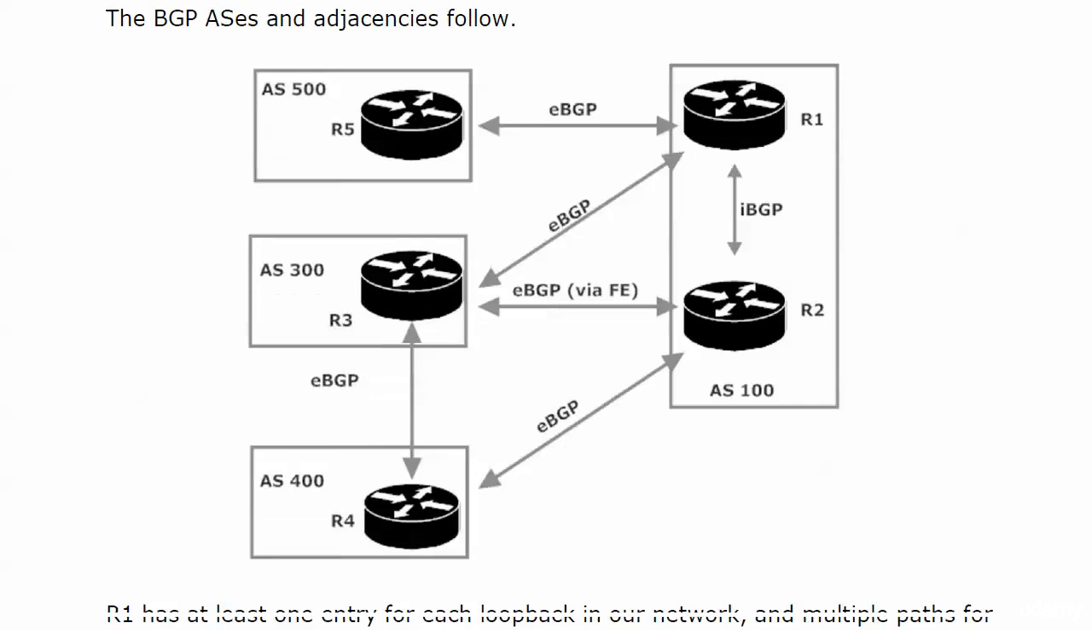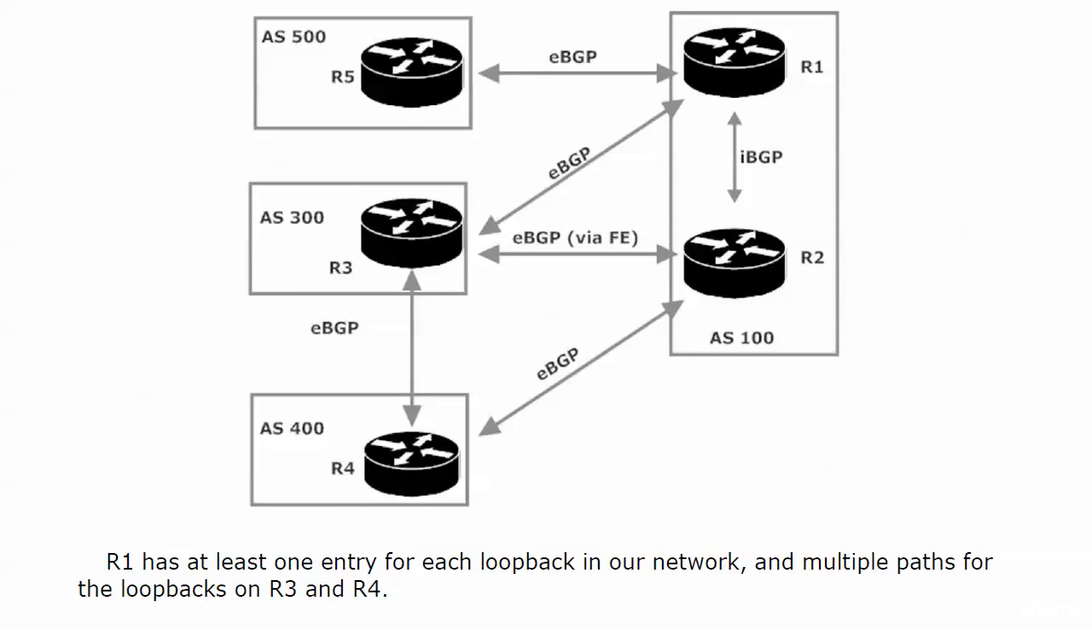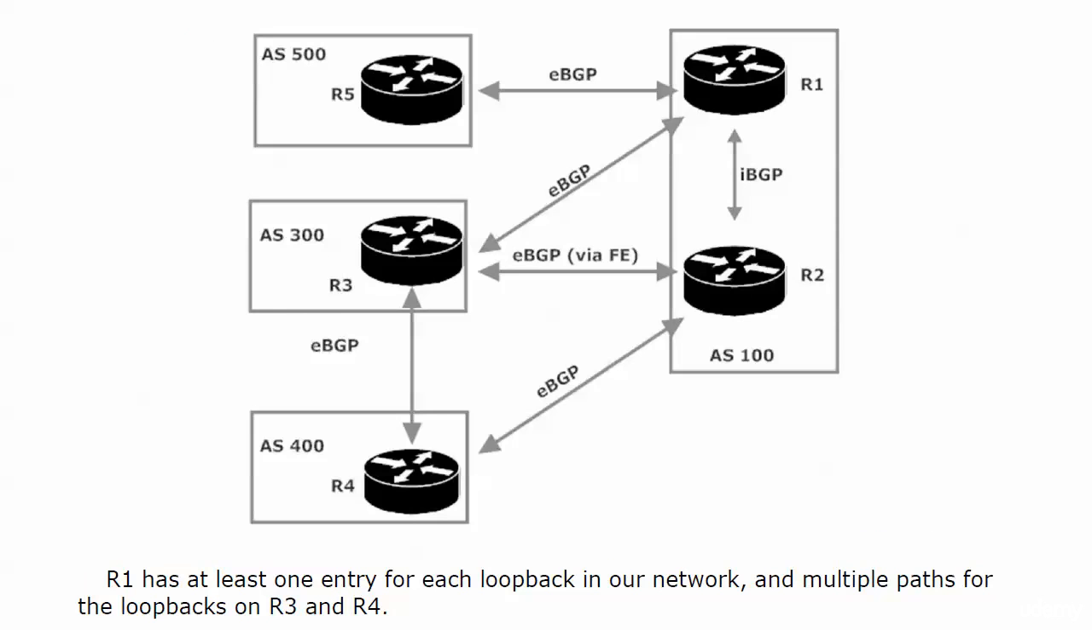So at this point, router 1 has at least one entry for every loopback in our network. That should be true of every router, but it'll have multiple paths for the loopbacks on routers 3 and 4. And that makes sense because router 1, to get to say router 3's loopback, could go either directly to router 3 through its eBGP adjacency, or it could go down through 2 and then over to 3, and it could even go to 2 and then 4 and then 3. It's always nice to have redundancy.